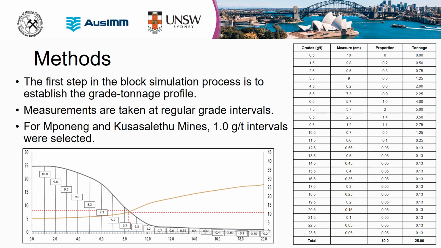The first step in simulating these grade tonnage curves and the underlying block listings is to profile the grade tonnage curve. Measurements are taken at regular grade intervals. For Mponeng and Kusasalethu mines, 1 gram per ton intervals were selected.